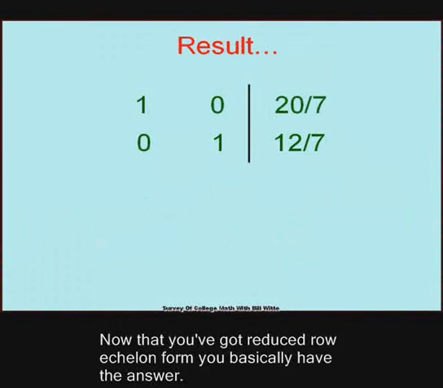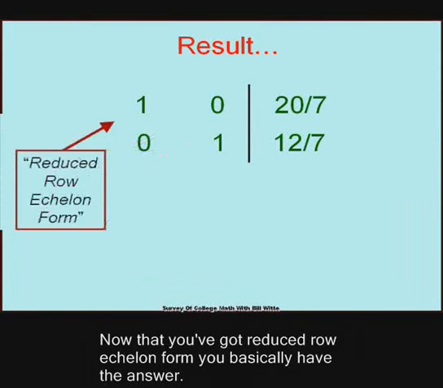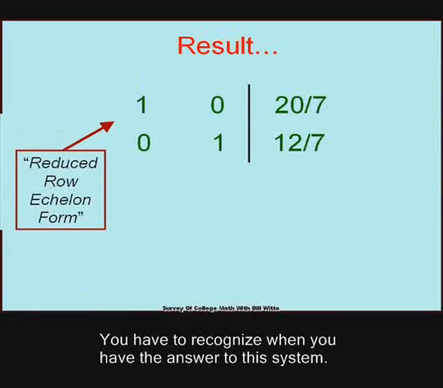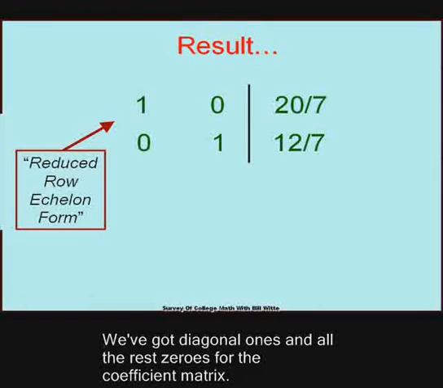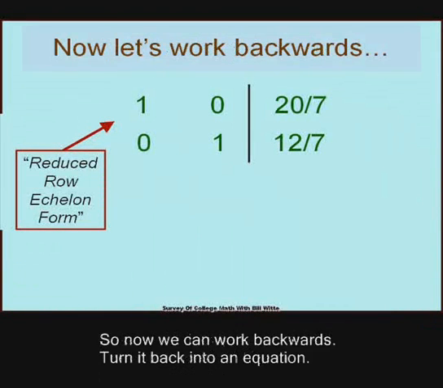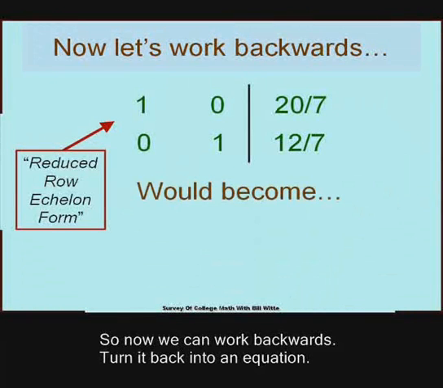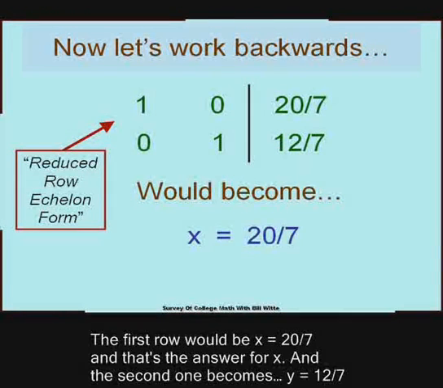What happened now is that you've got reduced row echelon form, and you basically have the answer. You have to recognize when you have the answer to a system. We've got diagonal 1s and all the rest 0s for the coefficient matrix. So now we can work backwards. Turn it back into an equation. The first row would be x, because there's no y. X would be 27ths, and that's the answer for x. And the second one is y is 12/7, and that's your answer.